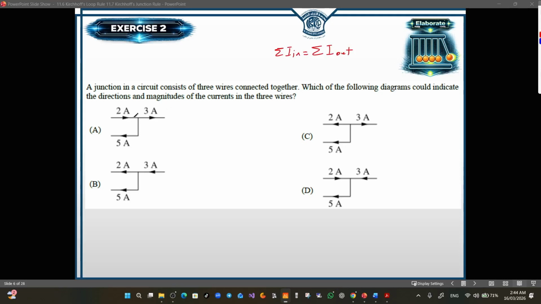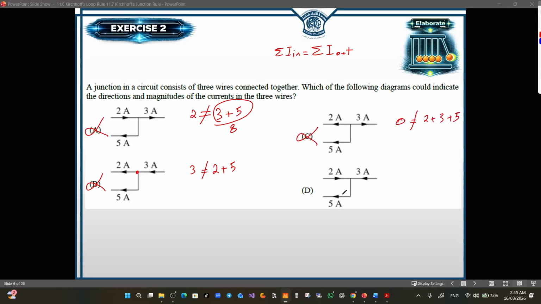Now here we have only one current in, which is equal to 2, but this does not equal the out, because the outs are 3 and 5, which means it's going to be 8, and it's not equal to 2, so it's not A. Now what about the second case? We have only one current entering the junction, which is 3 amperes, and two currents are leaving the junction, so they are not equal, then not B. What about C? We have three currents leaving the junction, and no current is entering, so it's not C either.